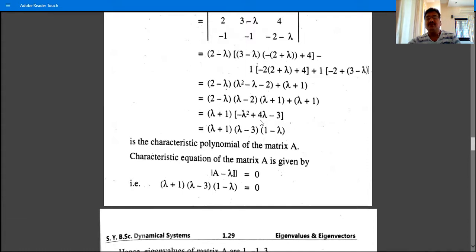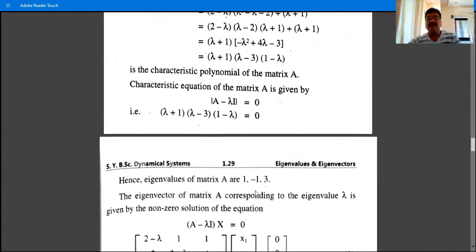Okay, we have the cubic polynomial. And then the characteristic equation is determinant of A minus lambda I is equal to 0. That is, this is equal to 0. And then we have the eigenvalues: 1, minus 1, and 3 are the eigenvalues of the matrix.